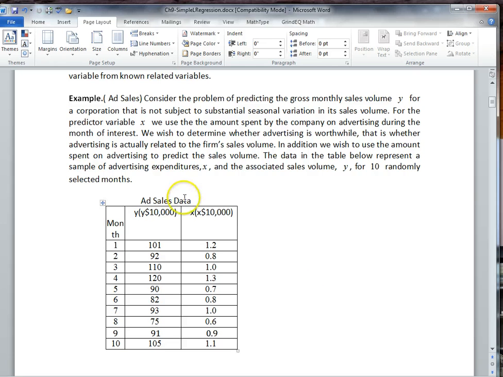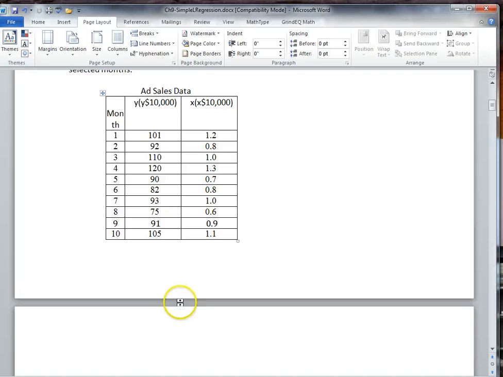So here we have data from 10 randomly selected previous months, and let's go over the data. The first column is just the list of months, and here X is our advertising amount, and Y is our sales, and they are in tens of thousands of dollars. So in the first value here we spent $12,000 and had $1,010,000 in sales; with $8,000 we had $920,000 in sales, and so on. So this is our data.